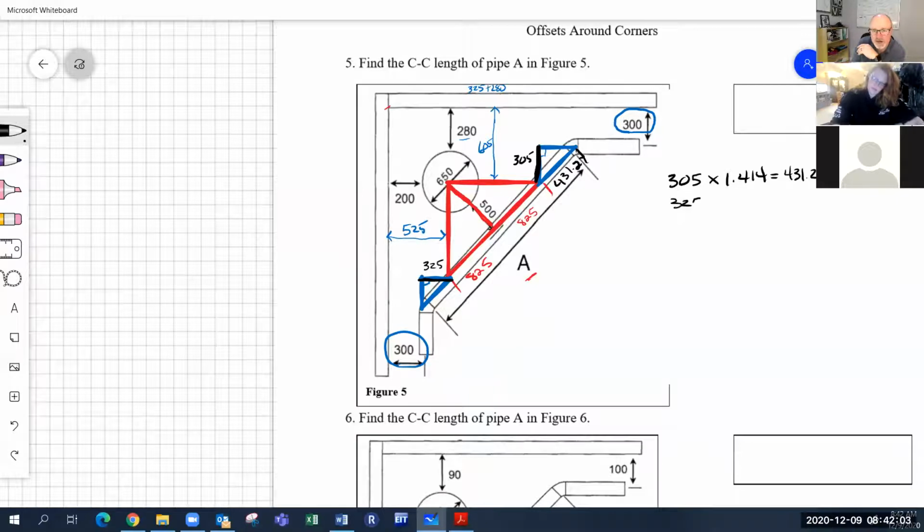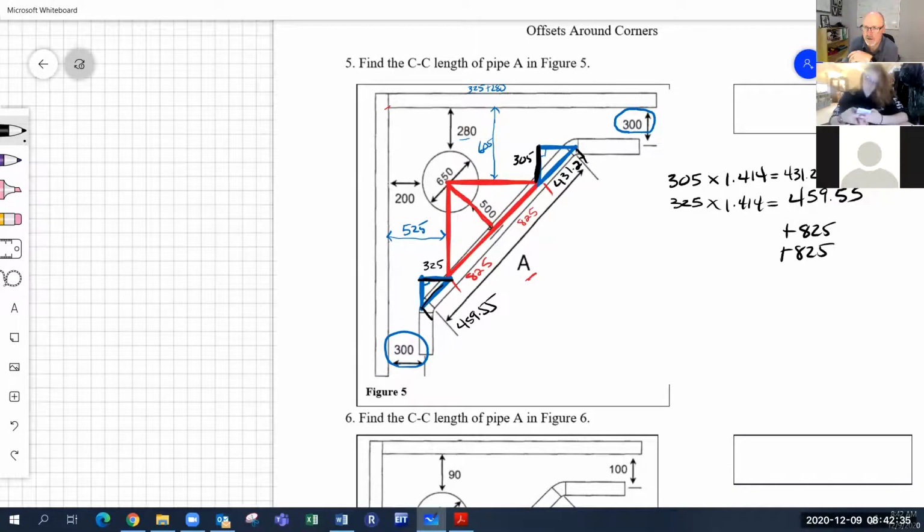So 325 times 1.414 is equal to 459.55. So this line right here, this travel is 459.55. And now I simply add them all together to get a grand total.